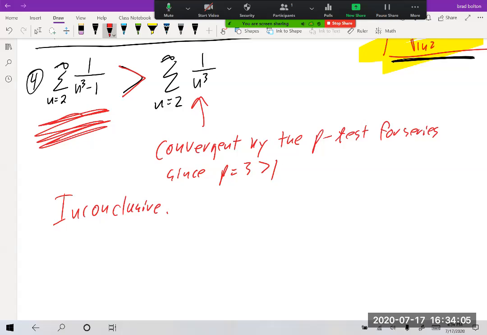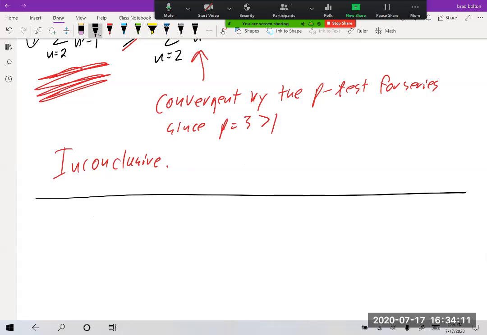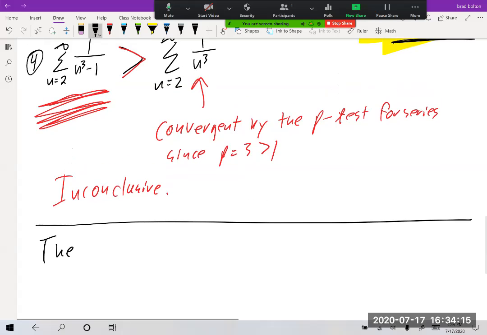So inconclusive is like the worst thing you can do because that means you just spent all this time to try to solve this problem. And now you have to just try a new test. So let's write down the limit comparison test. This is what you do when you're not quite sure which side is bigger than the other, or if you know which side is bigger and the inequality just doesn't line up correctly. You use the limit comparison test.